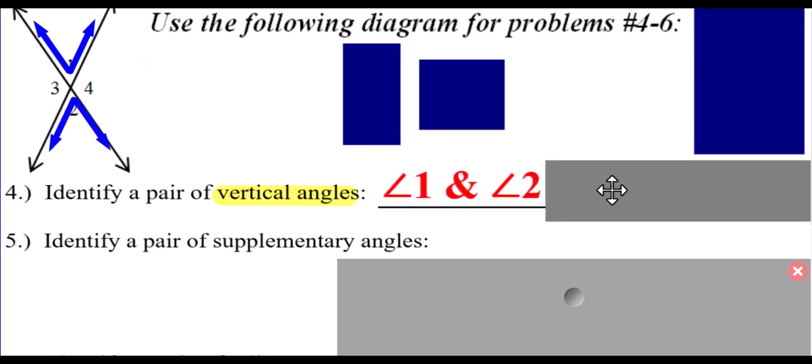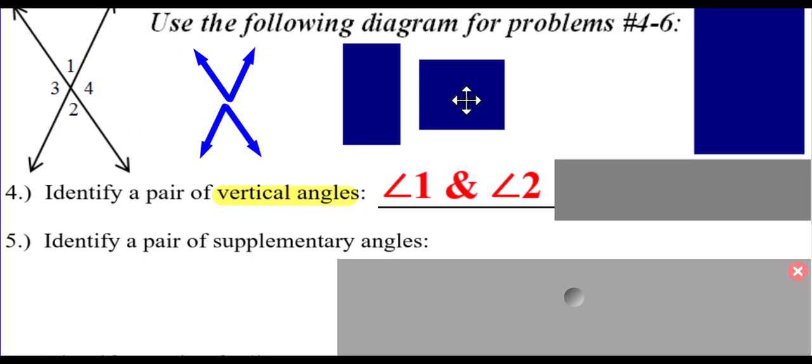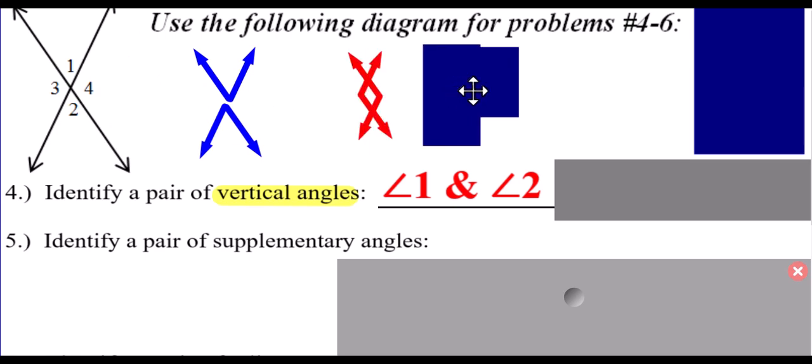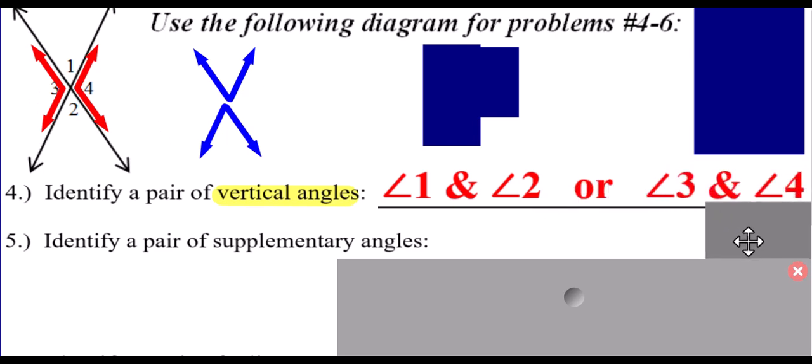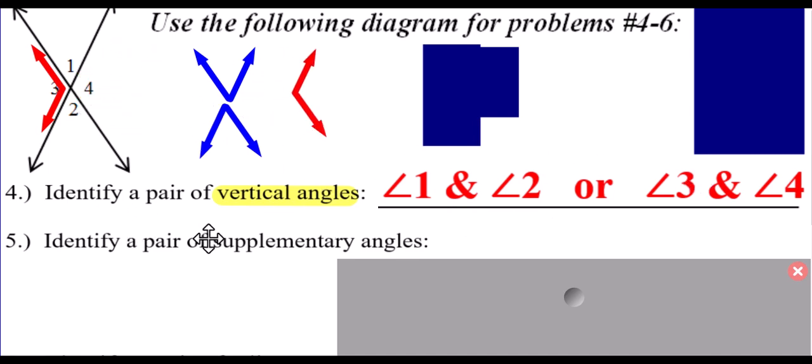They are a pair of vertical angles, but that isn't the only one you could have picked. There is another pair, and that would be angle 3 and angle 4, they are also opposite angles of each other. So that could have been the other choice you could have chosen for the answer here to problem number 4. Now, it didn't say you had to write down both pairs. It only said a pair, so it's up to you which pair you want to write down. Either one will work.